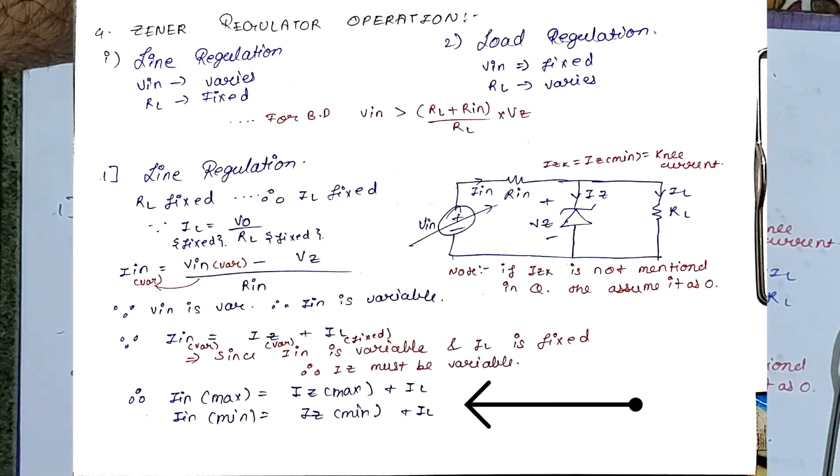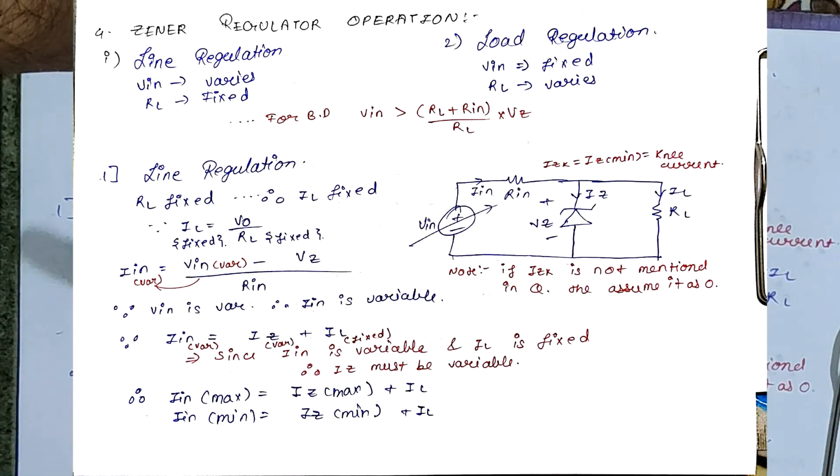Now coming to these important parameters, this is important because in the exam you are directly asked about these parameters only. What is I in maximum, what is I in minimum, what is Iz maximum, what is Iz minimum, from the given circuit. I in maximum will be Iz max plus IL. Why? Because only I in and Iz vary. For I in maximum, Iz should be maximum, and for I in minimum, Iz should be minimum. So these are the two conditions that you should take note of.